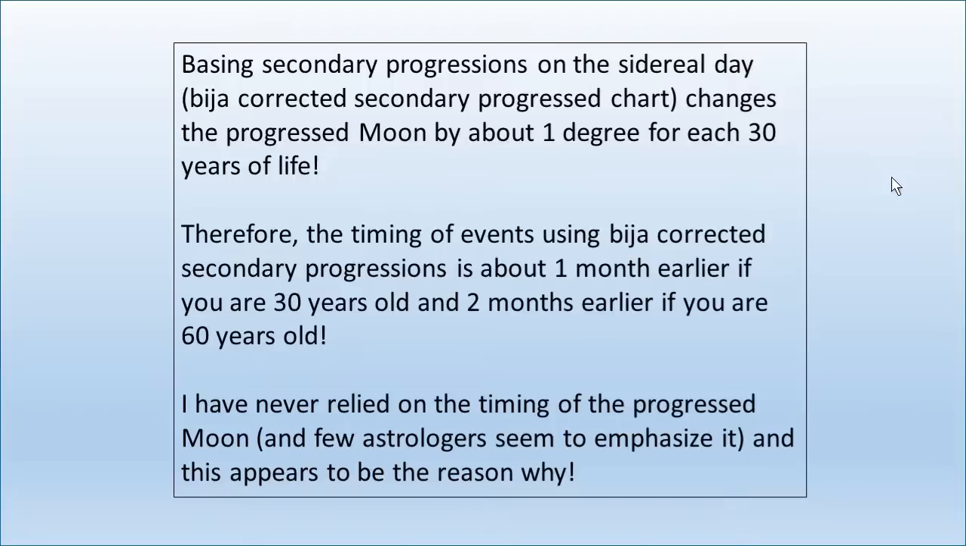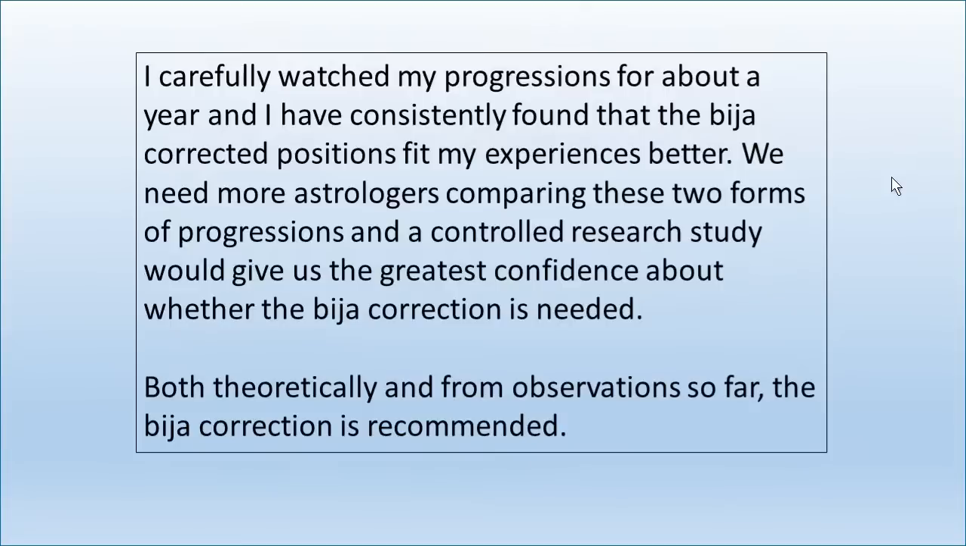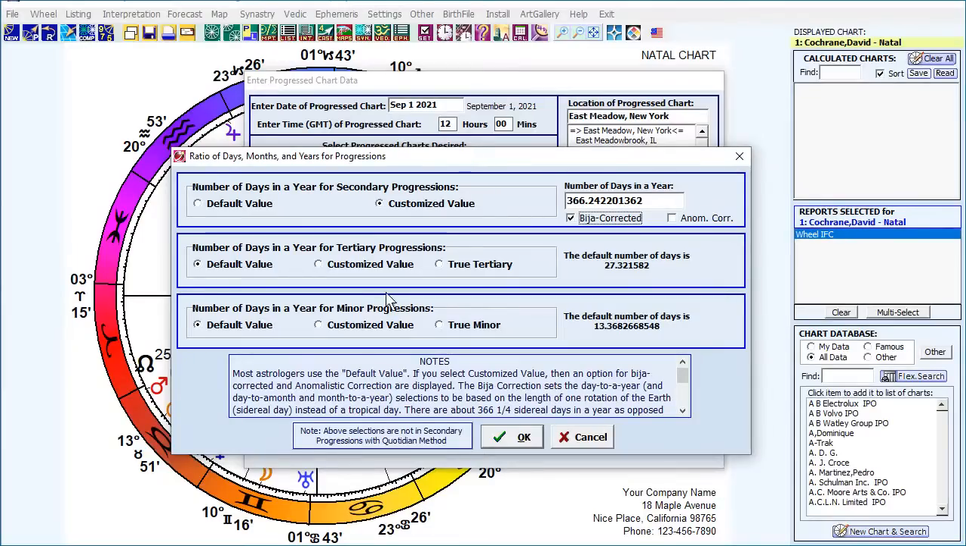This is not a controlled research study, which is what we want to use in VA. But we just start with personal observations, and all of a sudden, click, my progressed moon aspects make sense for the first time when I use the Bija correction. So that's promising. Again, in vibrational astrology, we're a little skeptical of just personal experience, but as more and more people use the Bija correction, and what I'm saying is that when you get into the serious software, after you install it and you run your progression for the first time, change it to Bija corrected.